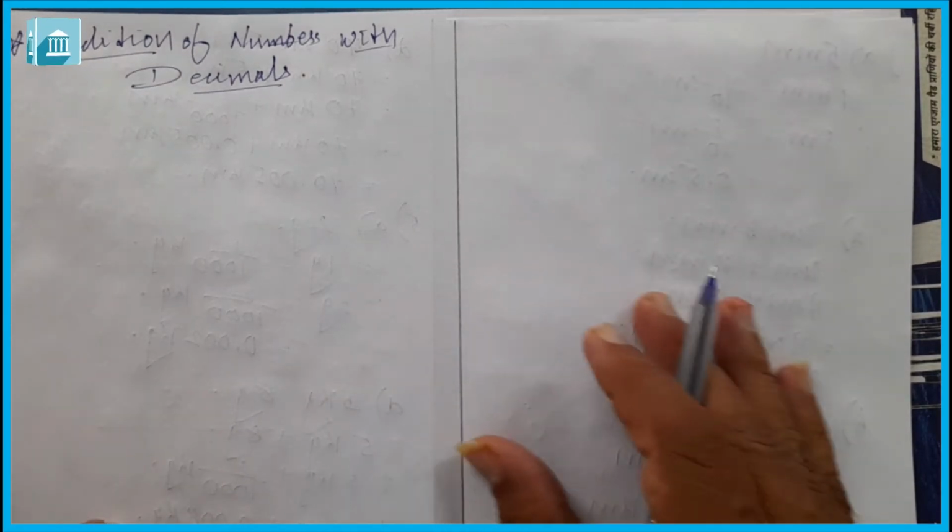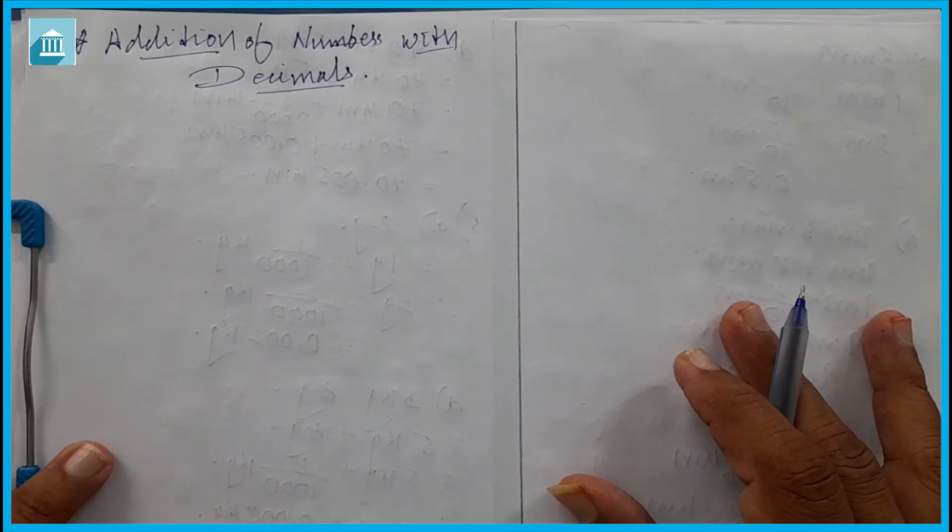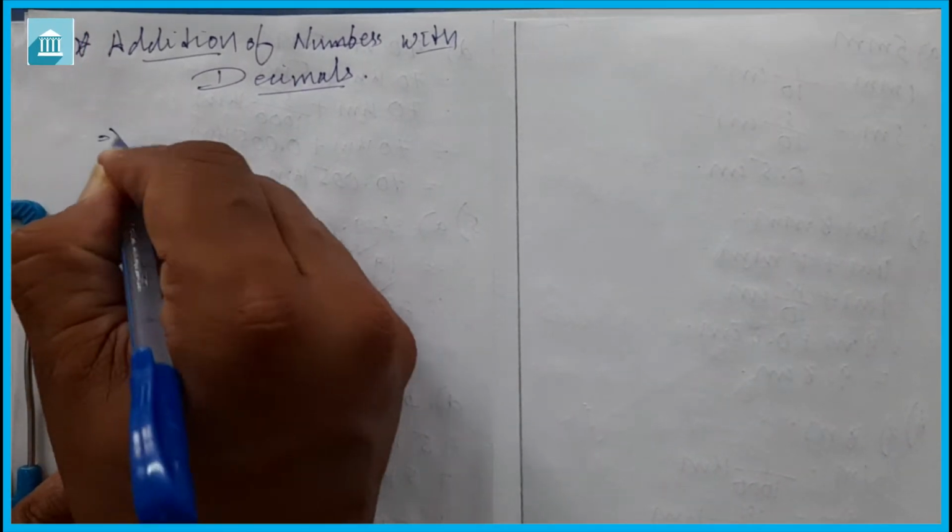Pranam dear student. In this session we are going to learn about addition of numbers with decimals. That means we have to add numbers with decimal signs, or numbers which are in decimal form. Now let us understand how to add decimal numbers. Let me take one example.